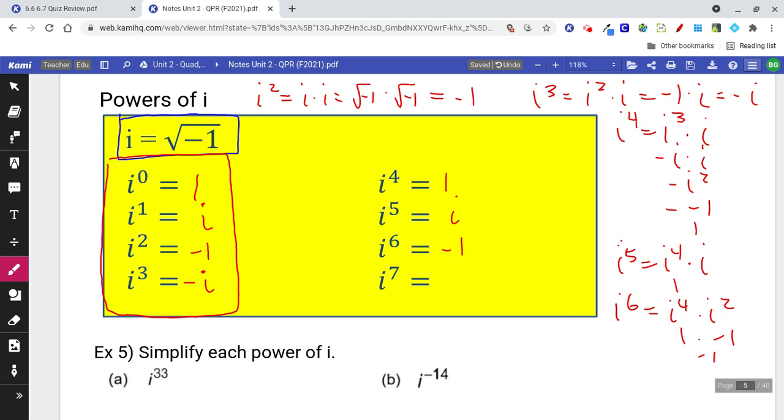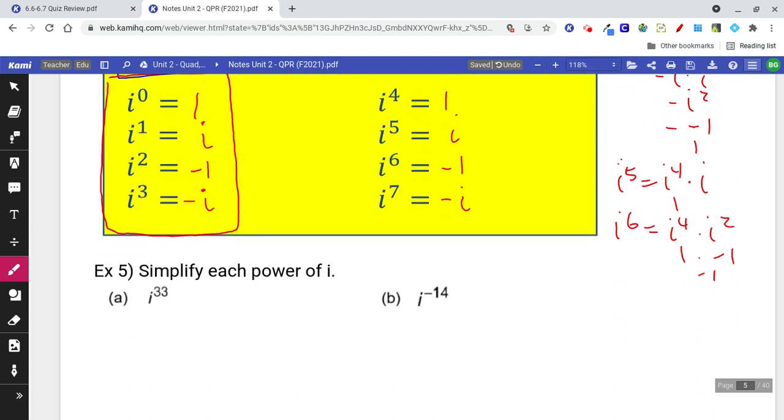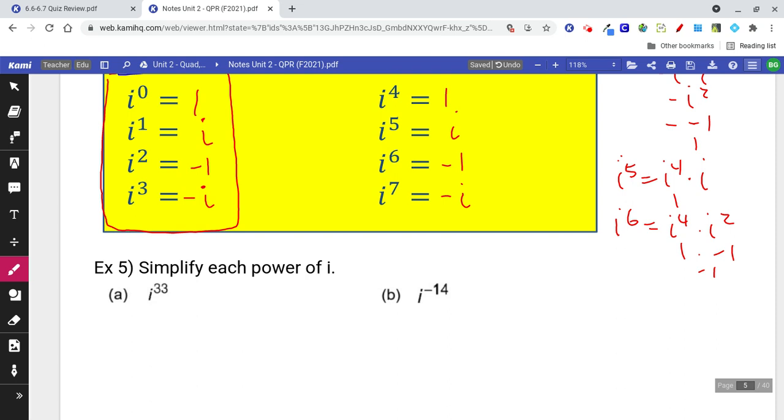You see this pattern just keeps repeating over and over again. 1, i, negative 1, negative i. That's going to be important, all right? So we can figure out higher powers of i using that pattern. So when I see i^33, I want to figure out which of those 4 values it is. All right, is it 1, i, negative 1, or negative i?